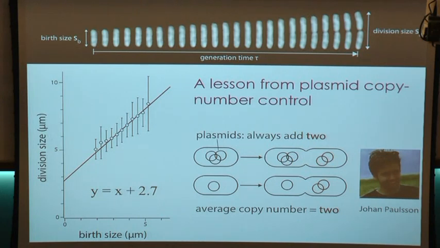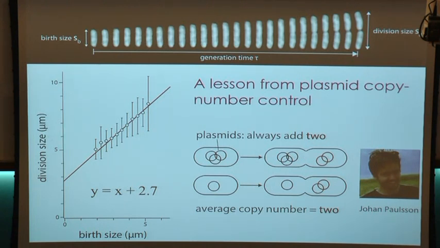What Johan remarked in our last meeting, when he saw the data from the Schaechter analysis, was that people in his field were saying, in one of the models about plasmid copy number control... All E. coli cells have plasmids of some sort, which are small pieces of DNA that often encode essential genes. If the cell loses the plasmid, you lose essential functions, and then the cell can die. That's how the plasmids can survive.